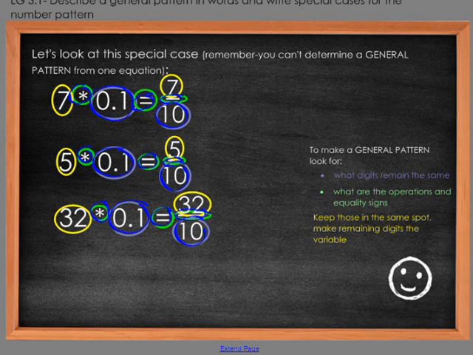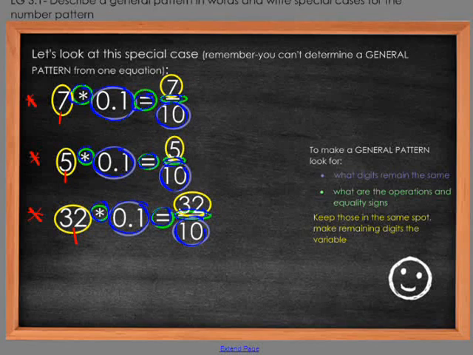equation to the next. So from this equation to this equation to this equation, these are the things that changed. The others stayed the same. So when I am writing my general pattern, I am going to keep the things that are the same. And what I might do is say, okay, the first digit, my 7 here, changed in each of my special cases. So I'm just going to put a line there.